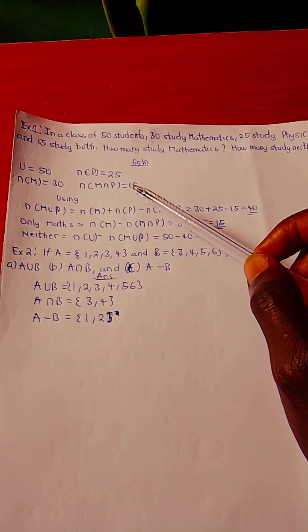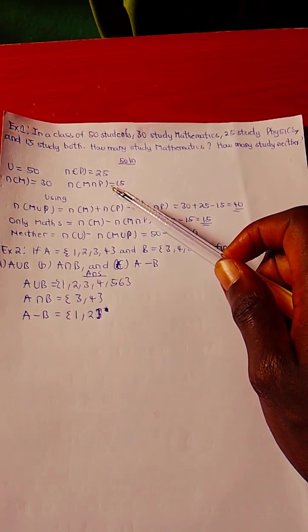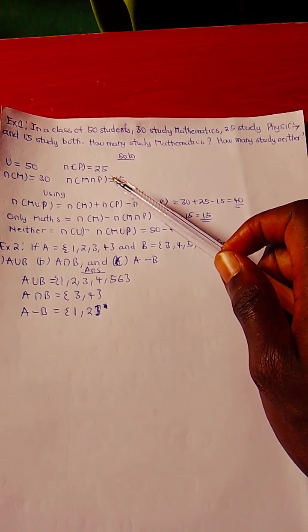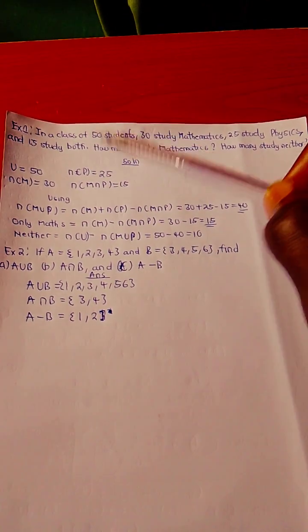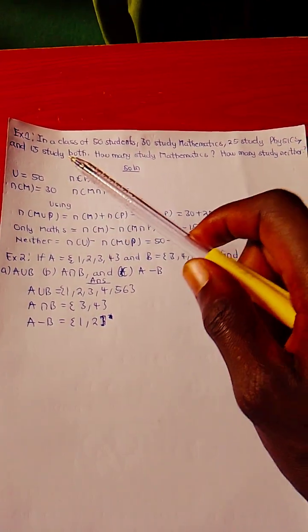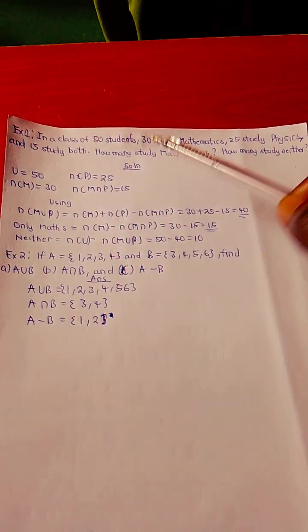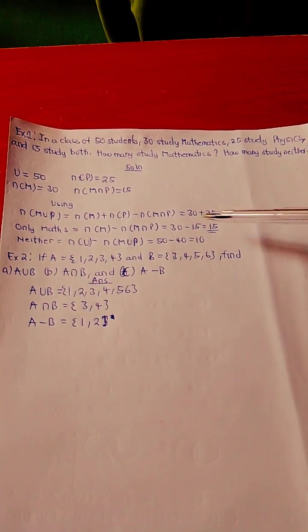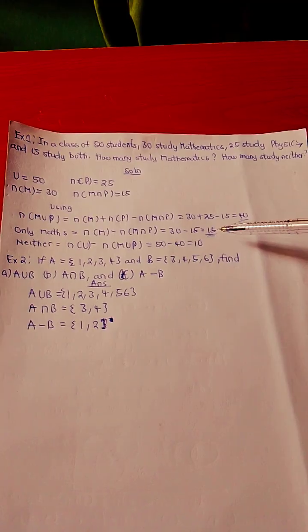What is our M intersection P? That is the people that are studying both maths and physics. You want to know the exact number of those people that are studying only mathematics. So anything that we have here, we minus it from here. That's how we got 15 here. 30 minus 15 is supposed to be 15.